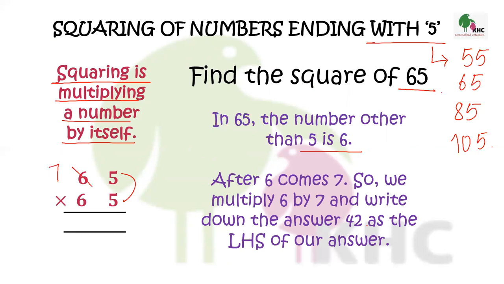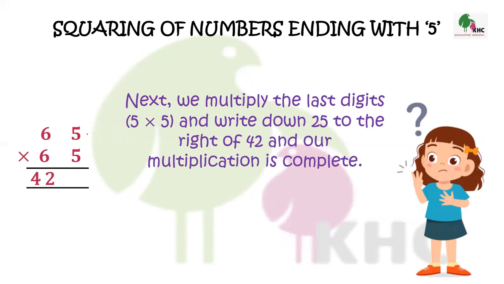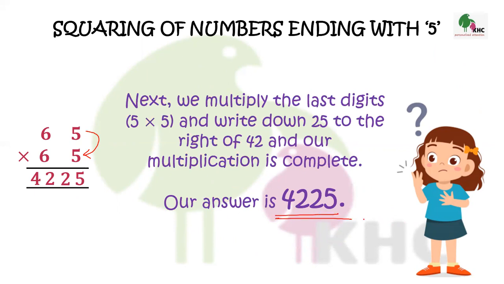So that is 7. Now, you multiply 6 times 7, which is equal to 42, and you write it as the left-hand side of your answer. All right? After that, on the right, we have 5 times 5, which is equal to 25. You write it as the right-hand side of your answer. Your multiplication is complete. Therefore, the square of 65 is 4225.